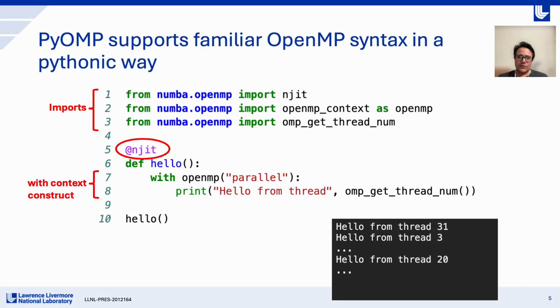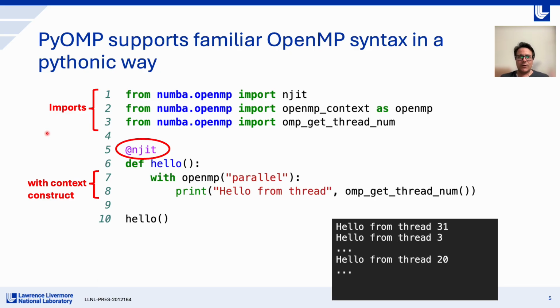The implementation of OpenMP in PyOMP is designed to reuse familiar OpenMP syntax but do it in a Pythonic way, using Numba to compile Python code for fast execution. This is a very basic example of a parallel hello world program.